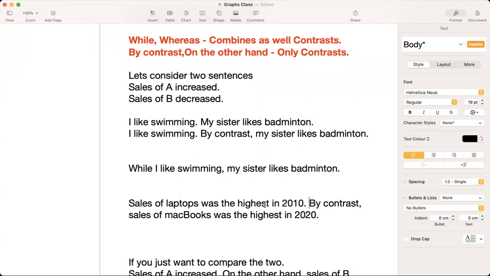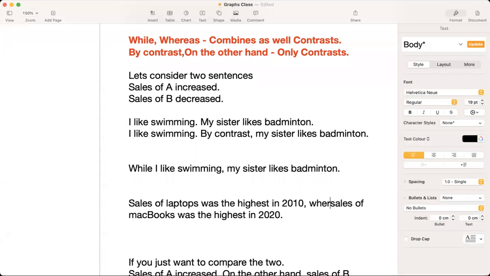Sales of laptops was the highest in 2010. If I want to join the sentence, I'll put a comma here and I'll put a while. That's what while does. It makes a comparison, but it also joins the sentences. Whereas and while is the same. Whereas and while have no difference. They do the same. They join the sentences and they make the comparison.